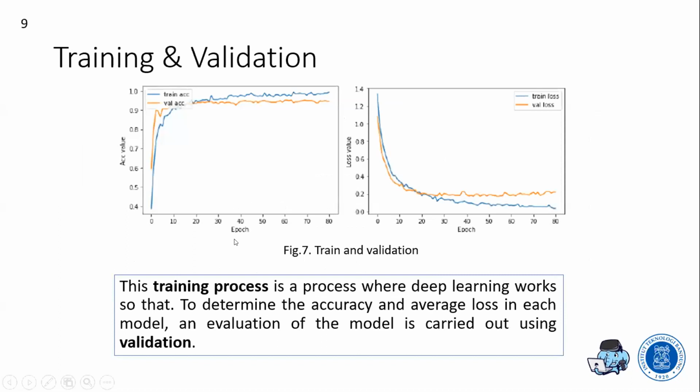And the training and validation. This training process is where deep learning works to determine the accuracy and average loss. This is the training, and this is the validation. This is about accuracy, and this is about loss in each model. The evaluation of the model is carried out using the validation, and this is the line.